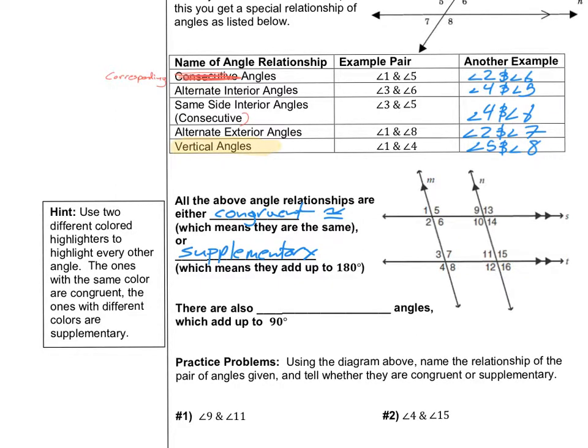Now, there's another kind of angle that you're not going to see in this dynamic, but another vocab word that you might use is called complementary.